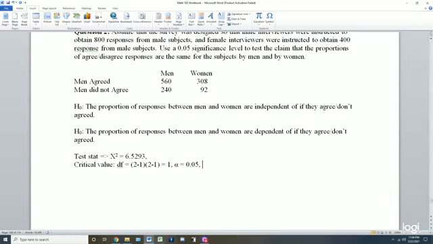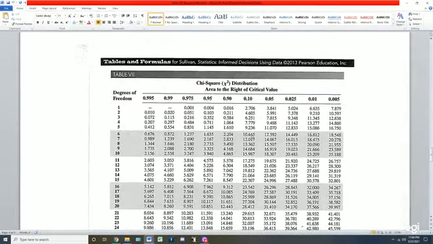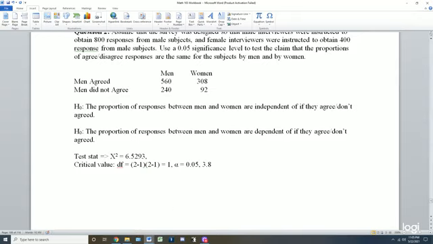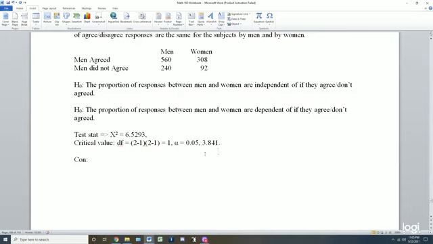So let's go to our portion here. 0.05, degrees of freedom 1. So 3.841 is our critical value. Remember, this is always a right tail test. So when it comes to our conclusion, our test stat has to be greater than this value, which is definitely true. So that means we reject the null hypothesis. We reject H naught.